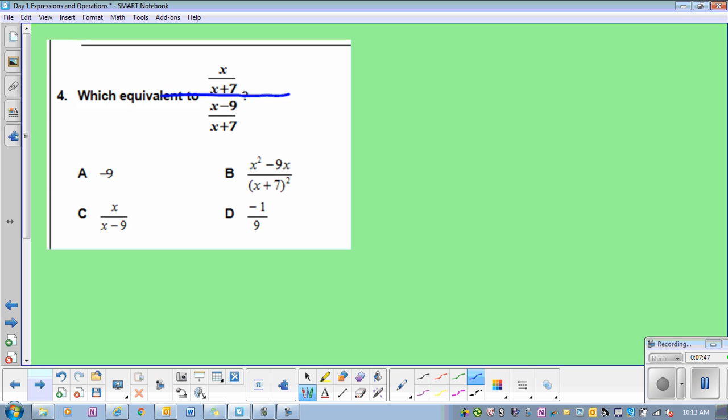So now, instead of writing it up and down, we're going to write it side to side, from left to right. So this becomes everything on the top, which is x over x plus 7, divided by what's on the bottom? Over x plus 7, right? Okay. All of these that have more than one term, I'm going to put parentheses around them just so I remember I can't start crossing stuff out. They go together.